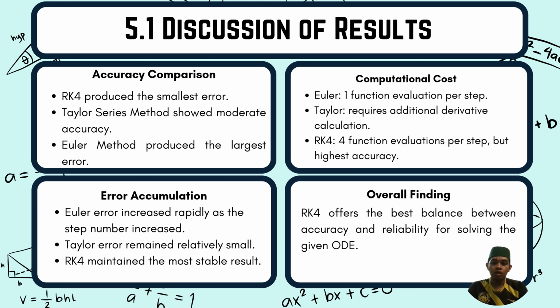Method limitations. Euler has low accuracy and is sensitive to step size. Taylor series requires higher order derivatives, which may be difficult to obtain. RK4 is highly accurate but computationally more expensive. Conclusion. RK4 offers the best balance between accuracy and efficiency in engineering and scientific applications. Thank you.